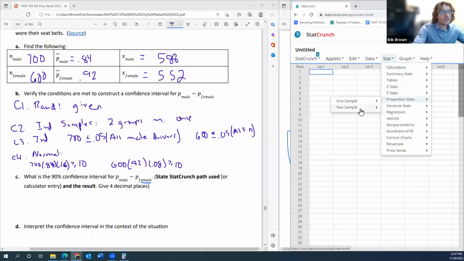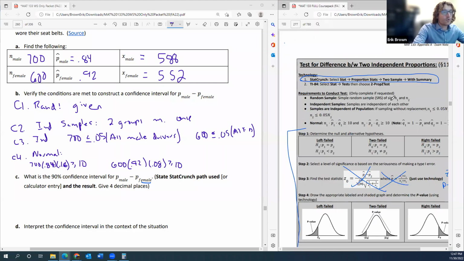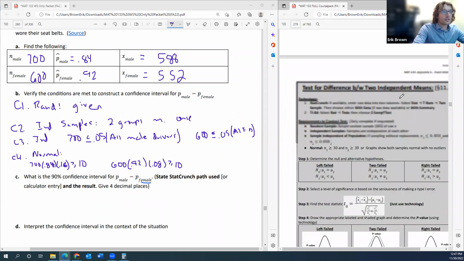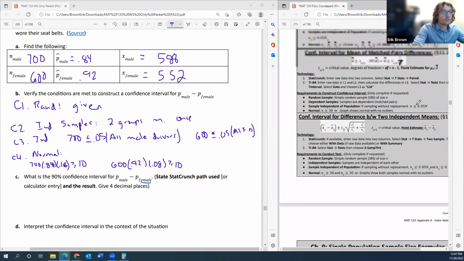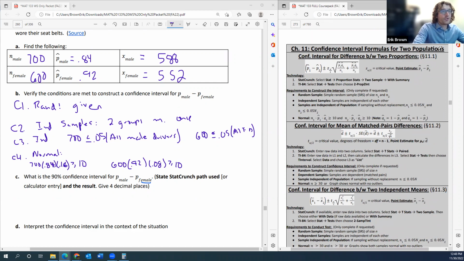Proportion stats, two sample with summary. Just as a reminder, this is in your reference sheet material. Confidence intervals are all on the same page. It's right here: confidence intervals for two populations, all on one page. We were doing a proportion. Here's the formula, don't worry about it. Here's the calculation of the point estimate, don't worry about it. Here's really what you need from this reference sheet, and that is where to find it in StatCrunch.